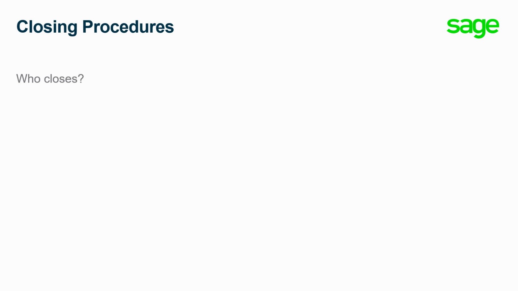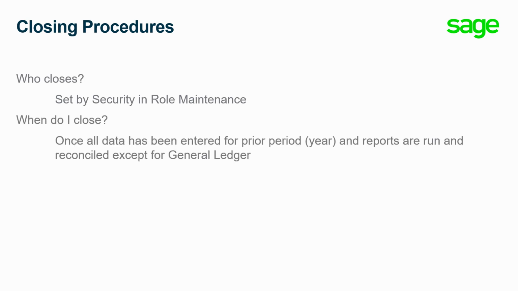So who actually closes the period? Well, all that is determined by security in role maintenance. When do I close? As stated previously, once all of your data has been entered for the prior period, and if it's the end of the year, and all reports are run and reconciled, though you may want to leave general ledger open. Do I have to close? Well, technically you don't, but it does stop processing inadvertently to any past periods that you consider closed.